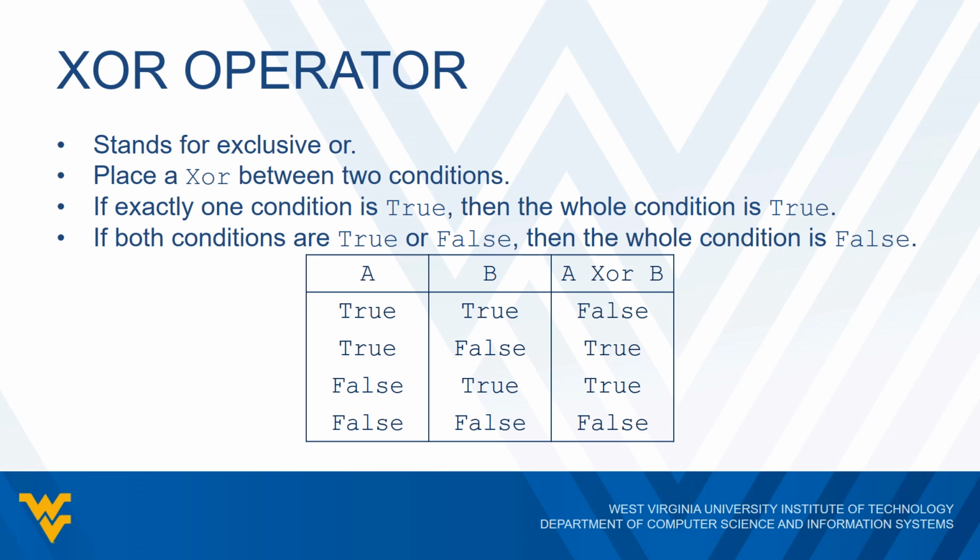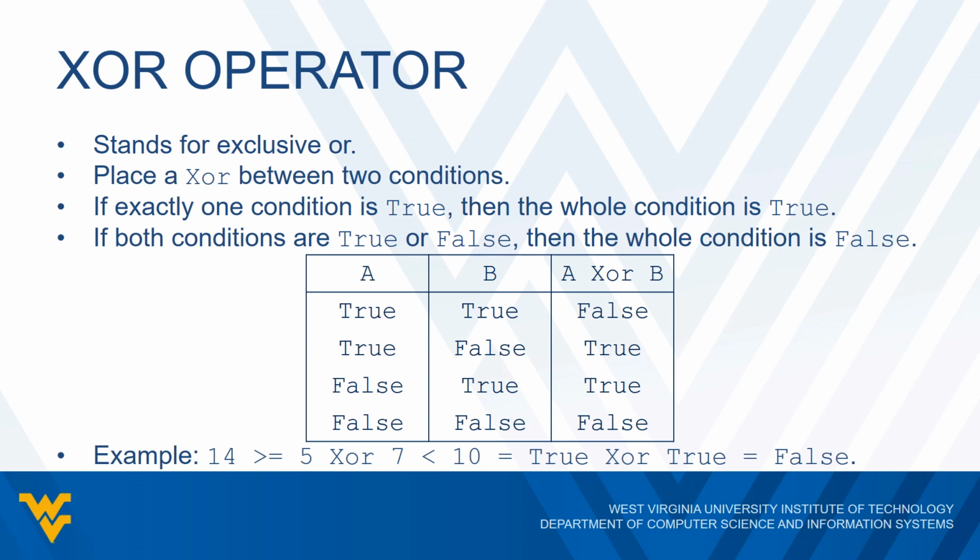Let's take a look at the truth table to help visualize this. So we have A and B again. So if A and B are both true, A XOR B is false. We can't have both A and B be true. Only one of them can be true for A XOR B to be true. So let's take a look at the next one. So A is true, B is false. So A XOR B is true. If A is false and B is true, then A exclusive OR B is true. And then finally, if A and B are both false, then clearly A exclusive OR B is also going to be false.